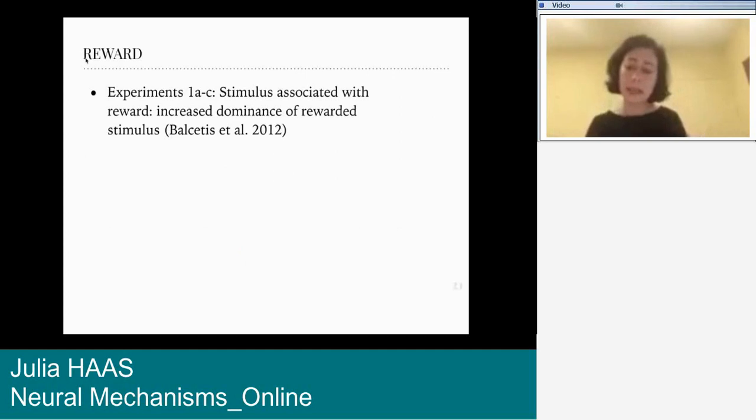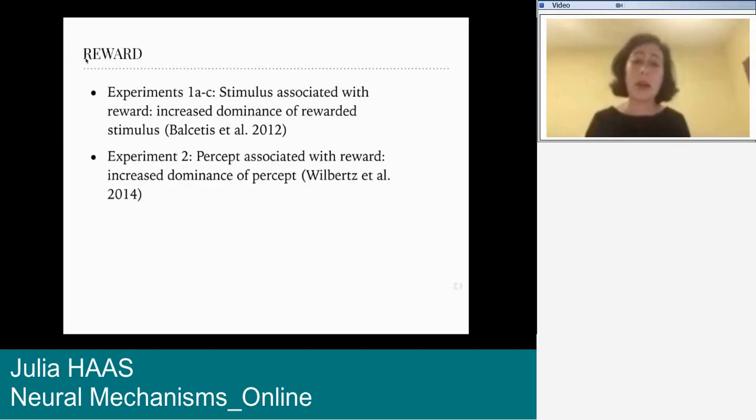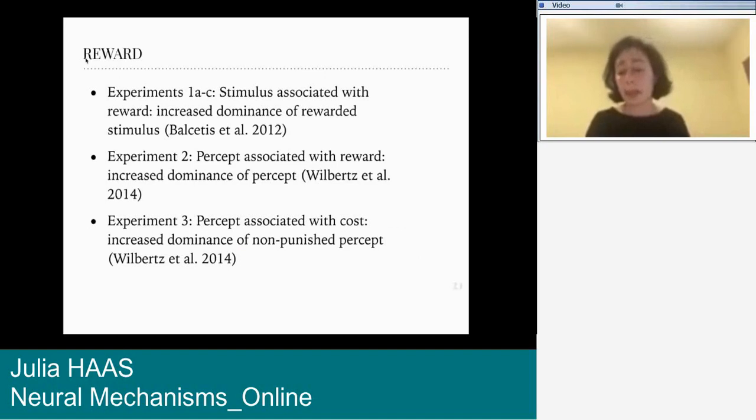We get this in a couple of cases, and I'll go into detail here, but in one set of experiments, we see that stimuli that are associated with reward result in increased dominance of the rewarded stimuli. We see the same thing with rewarded percepts. So a percept that's associated with a reward results in increased dominance of that percept. And finally, we see an analogous effect with percepts that are associated with cost. If there's a percept associated with a given cost, we see increased dominance of the non-punished percept. So not the costly percept, but the one that's not associated with the punishment.